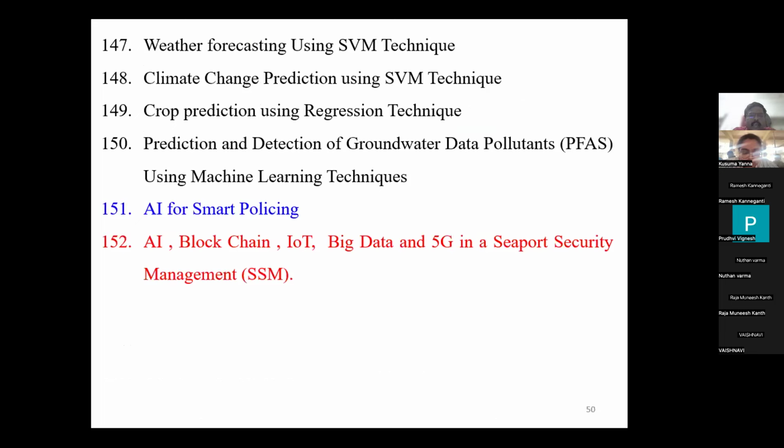Yesterday, Ramesh sir gave AI for smart policing, that project, the group 1 project, and the group 2 project, like seaport security management, predicting and detecting various incidents that happened in seaport security management. How can you use AI, statistical, machine and deep learning techniques in order to predict and detect? I am going to demonstrate AI for smart policing and seaport security management prediction and detection.